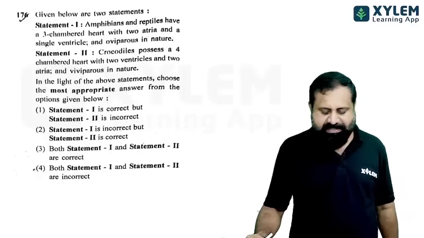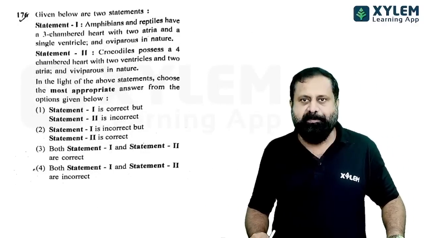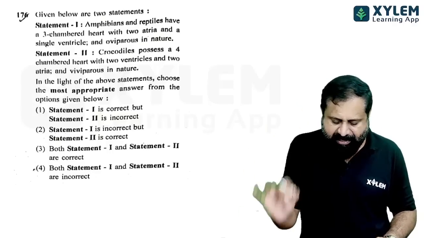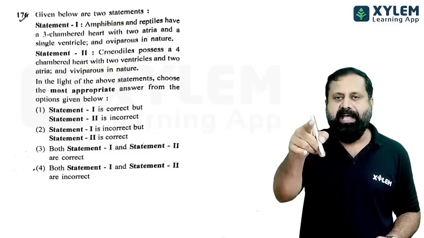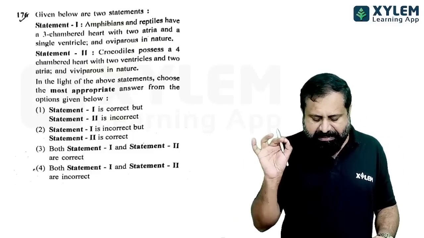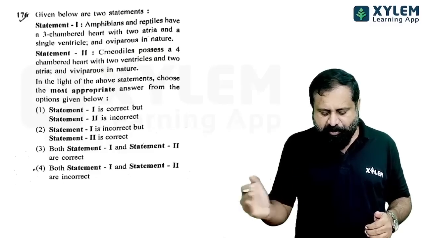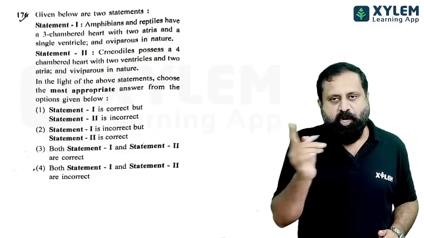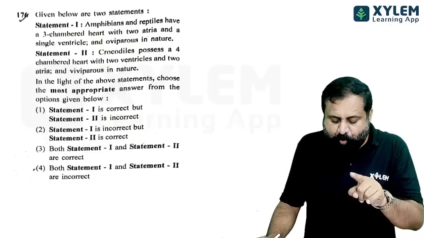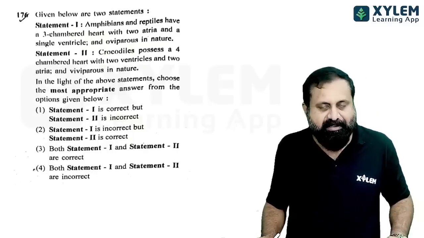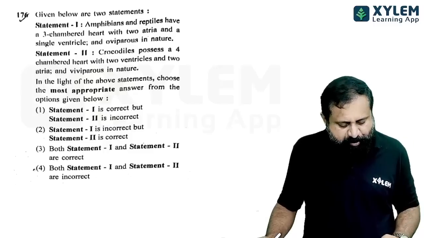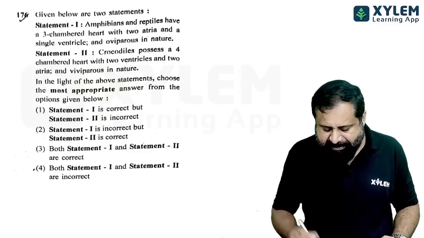Next, 176. Given below are two statements. Statement 1: Amphibians and reptiles have a 3-chambered heart with 2 atria and a single ventricle and are oviparous. Right, you know it. Statement 2: Crocodiles possess a 4-chambered heart with 2 ventricles, 2 atria and are viviparous. No, crocodile is oviparous. It is not viviparous. Statement 1 is correct, 2 is wrong, because crocodile is oviparous. 1 is correct, 2 is incorrect. So which one is the right answer? 176, 1 is the right answer.